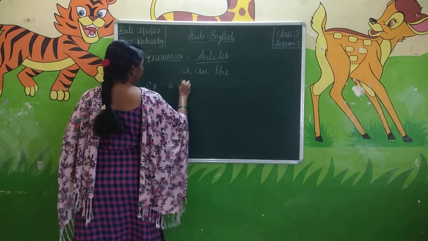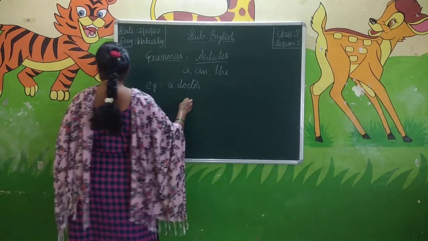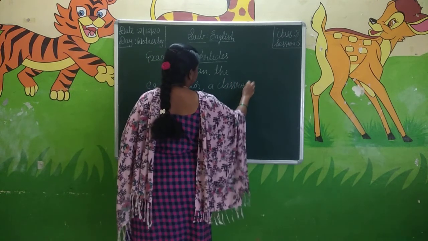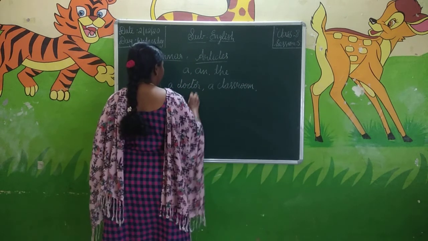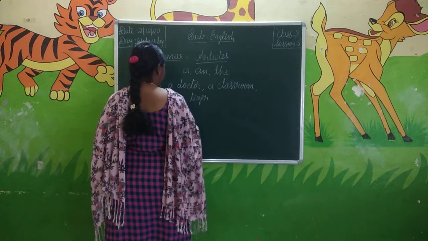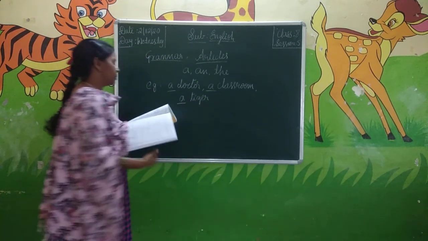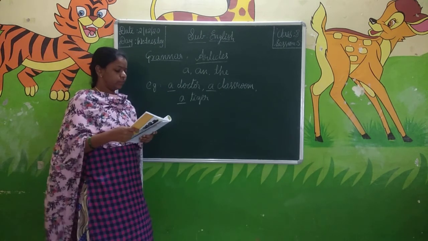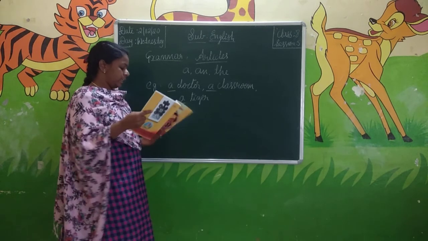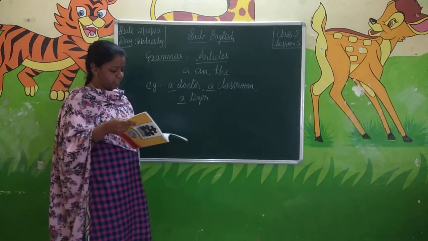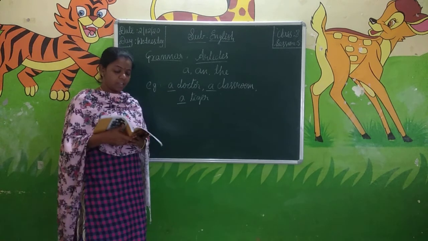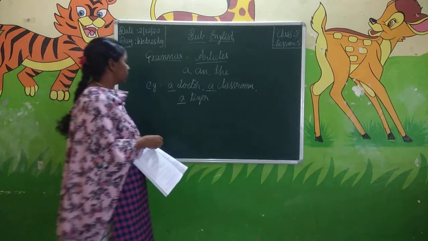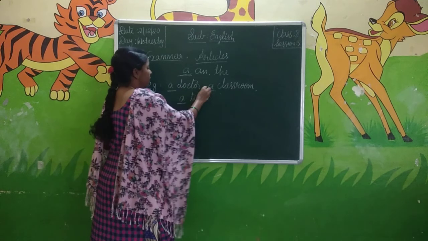A doctor, a classroom, a tiger. Now all these words, before the noun we use articles, article a. Where is it used? Article a is used with a word beginning with a consonant sound, irrespective of whether the word begins with a vowel letter or consonant letter. This article a is used here.